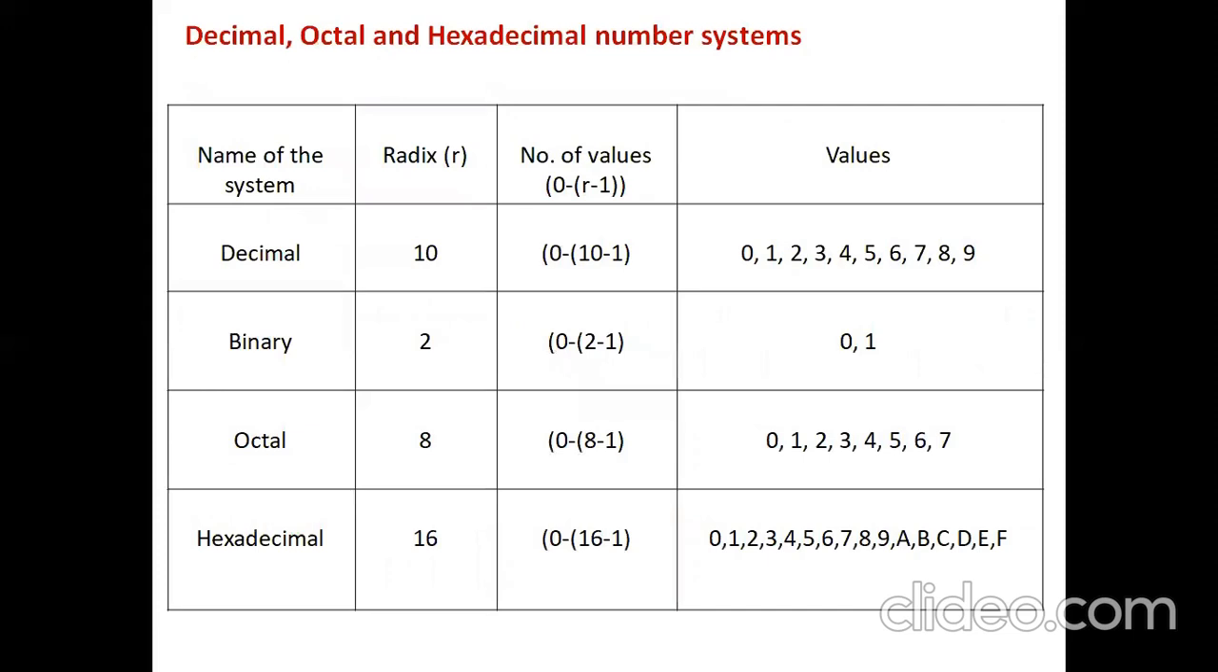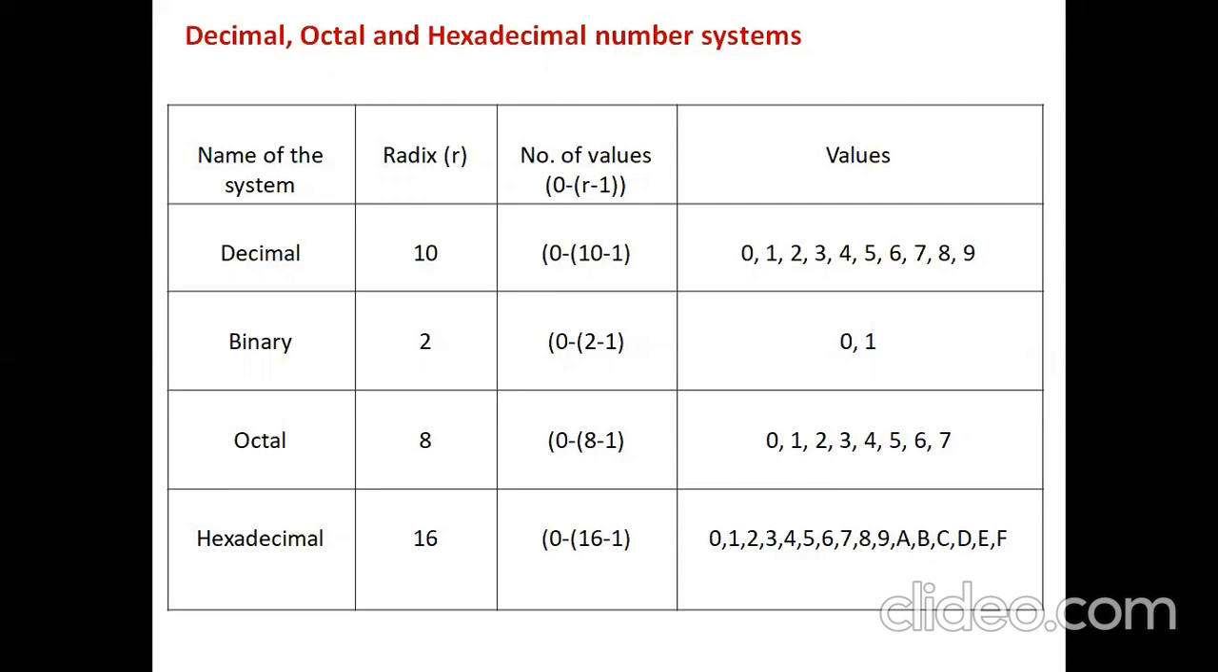Now coming to the decimal, octal, hexadecimal number systems. This is the name of the systems because we have 4 number systems. We are considering decimal, binary, octal, hexadecimal. And the radix R, that is the base value of the number system. The base value of decimal is 10. For binary it is 2, octal it is 8 and hexadecimal 16.